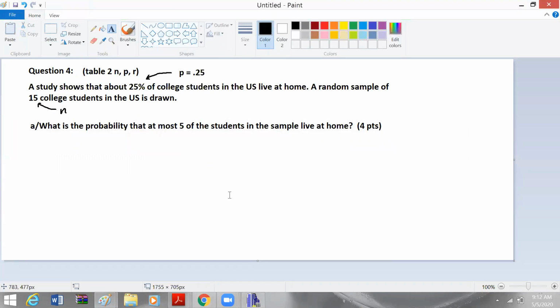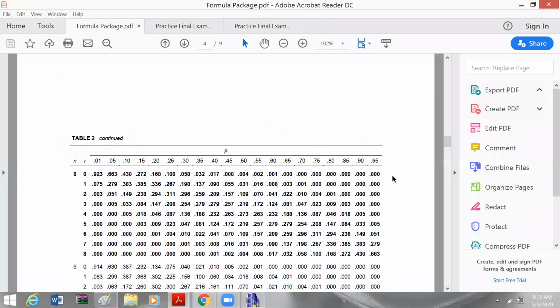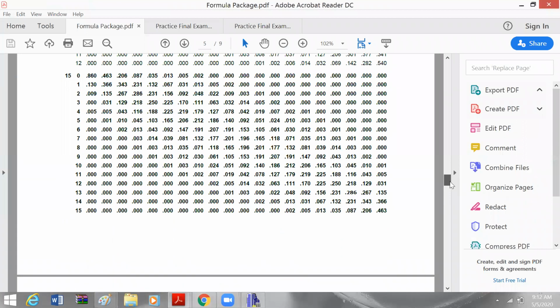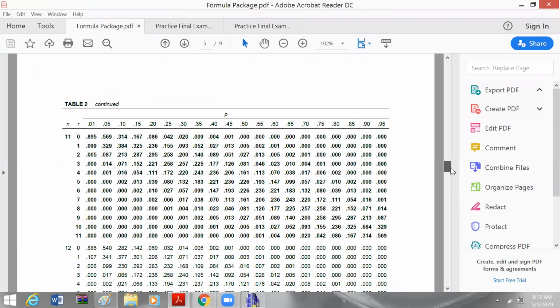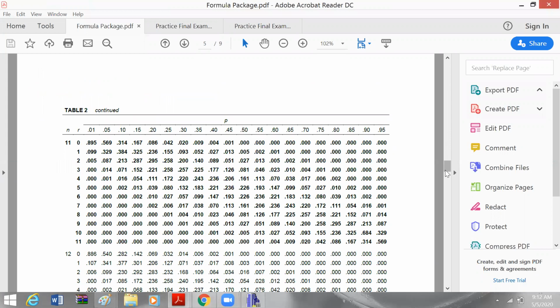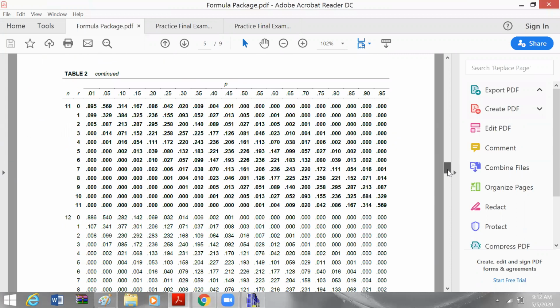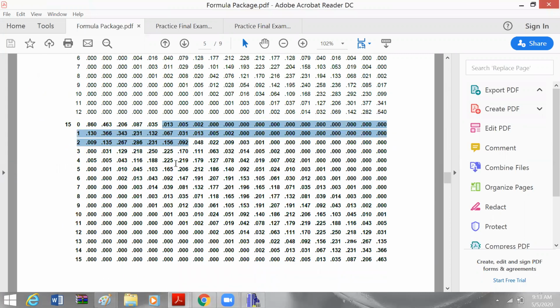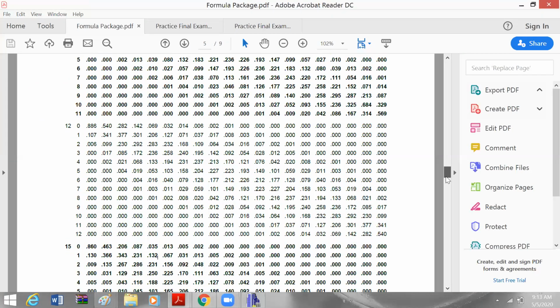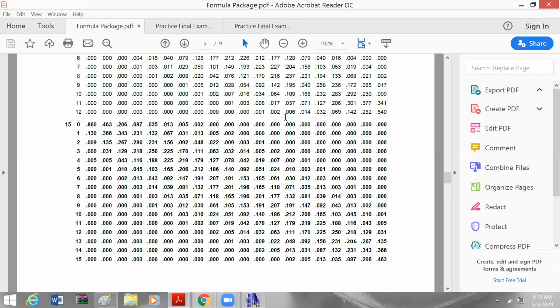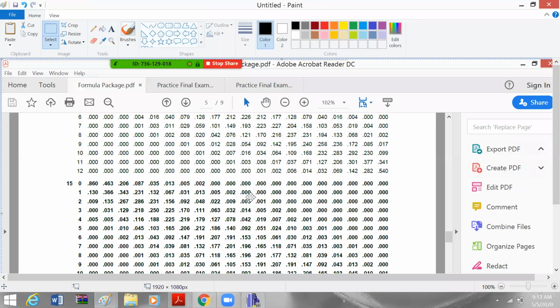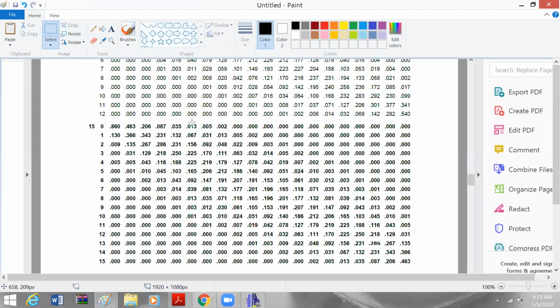So what should we do when we see a question like that? We're going to use the formula package. We go to n equal to 15, and then 0.25 will be this column. And then we're going to go to 15, so that will be the section right here. We start from 0.013. Let me just check that real quick. Yes, this is 0.013. So I'm going to copy the entire column that we have right there, making sure people can see it.